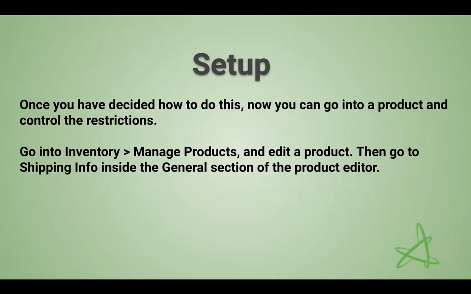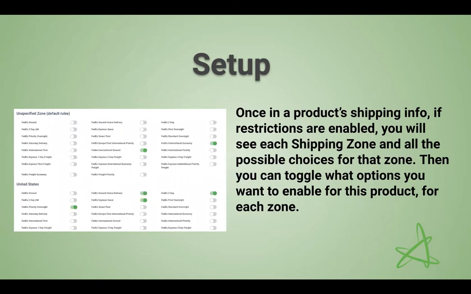So now, once you've turned this feature on and you have decided how you want to handle the conflict scenario, the next and last step is to go through each item and tell it what you want to do. And we actually have an import tool that will help you import these restrictions, to make sure that these things are flagged on for everything. But if you go into inventory and then go to manage products and then edit a product, inside the general section of the product editor, one of the accordion tabs will say shipping info. And when you go into that tab, you can then flag this individual item as requires restrictions, right?